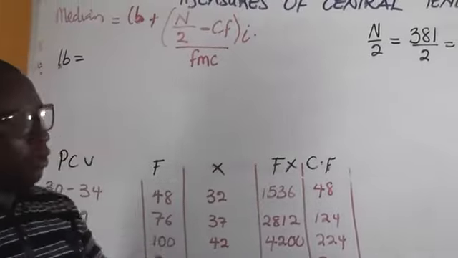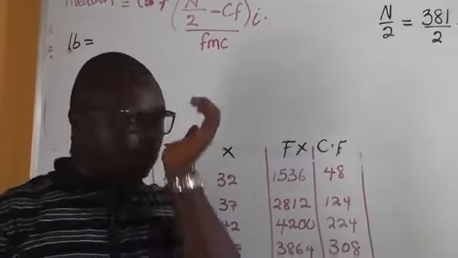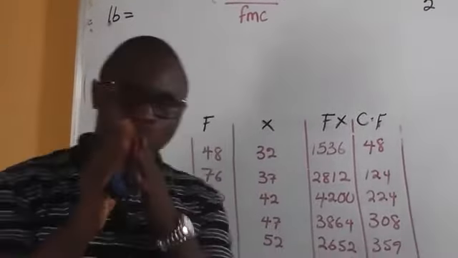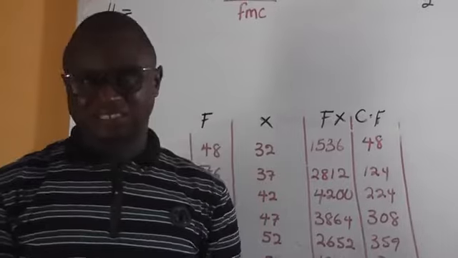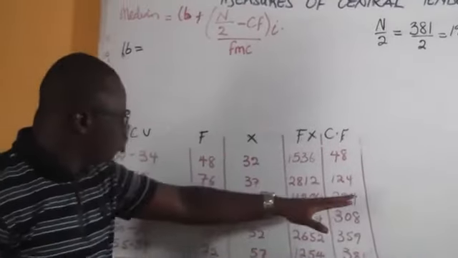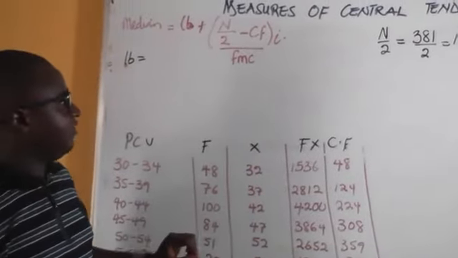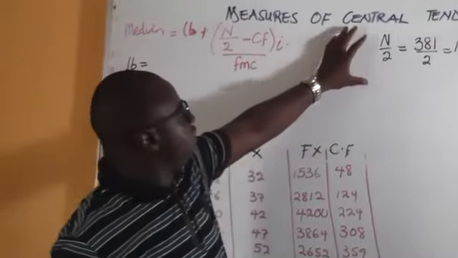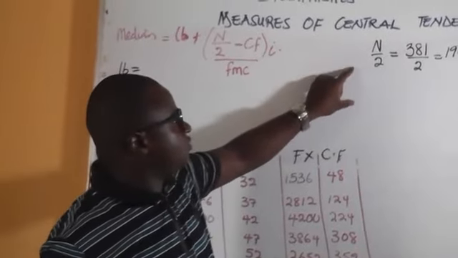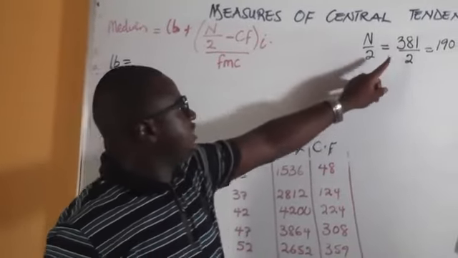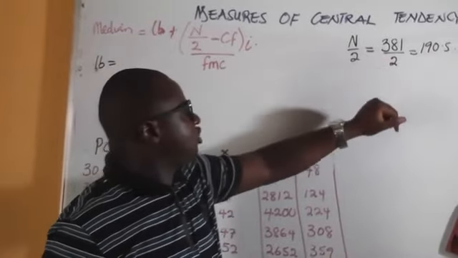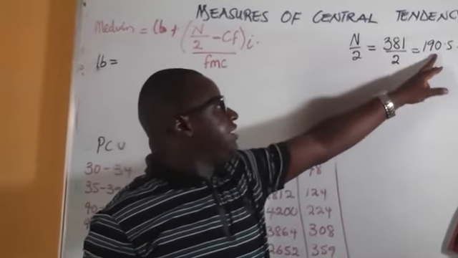Now I need to explain that again. We need to know the middle row or the median class interval. To determine the middle row or the median class interval, I need to use this formula N over 2, which is 381 by 2, which will give me 190.5.